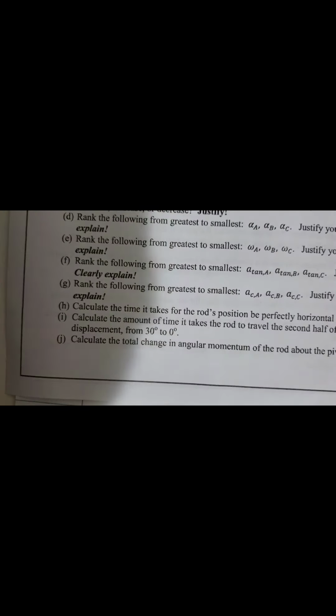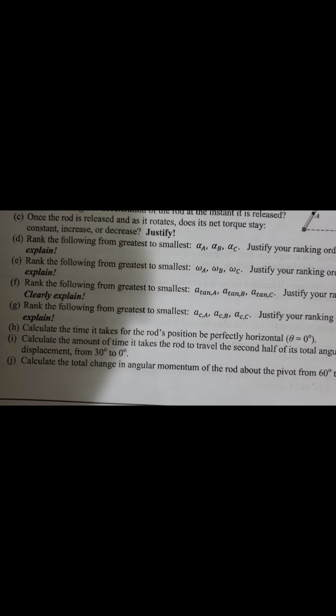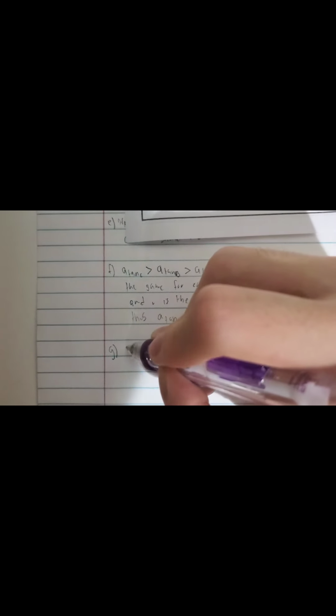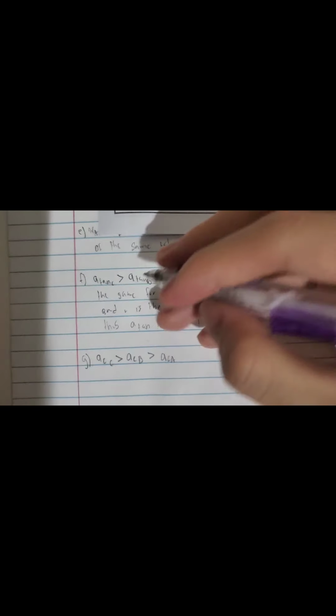There. Okay. Part G now wants me to rank the following from greatest to smallest, and this is not the angular, but the centripetal acceleration of each point on the rod from A to C. Okay, so I know that the centripetal acceleration of C will be greater than the centripetal acceleration of B, which is greater than the centripetal acceleration of A, and here's why.